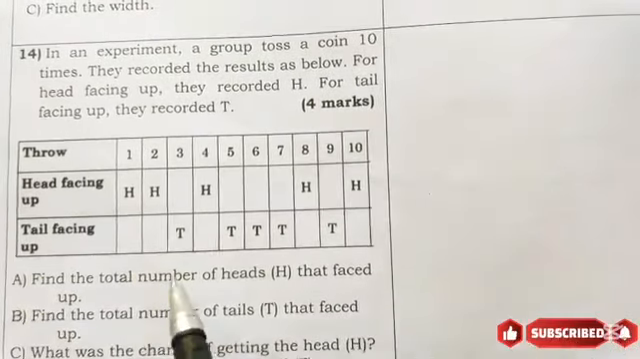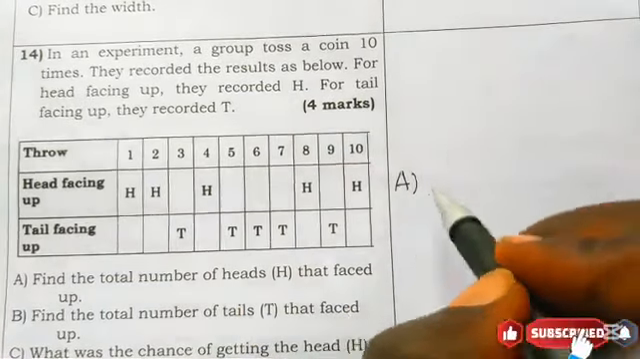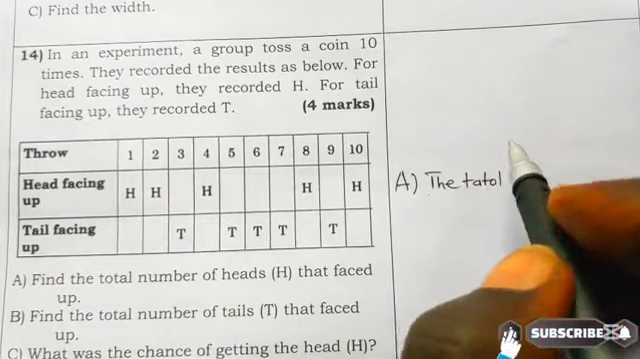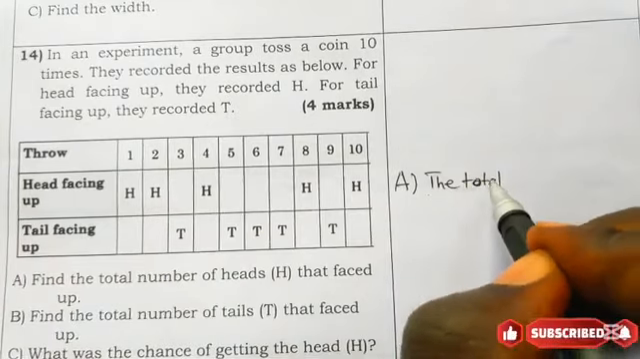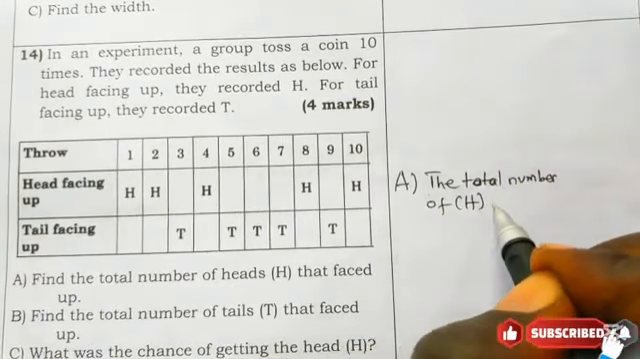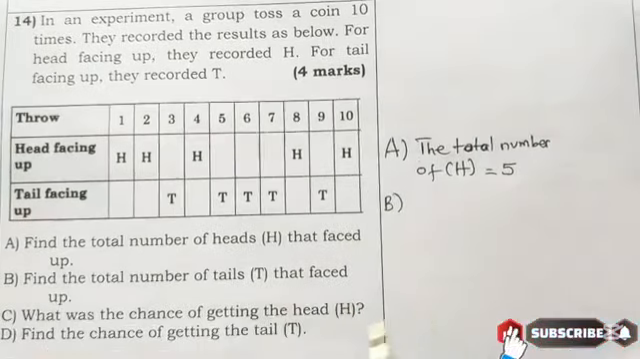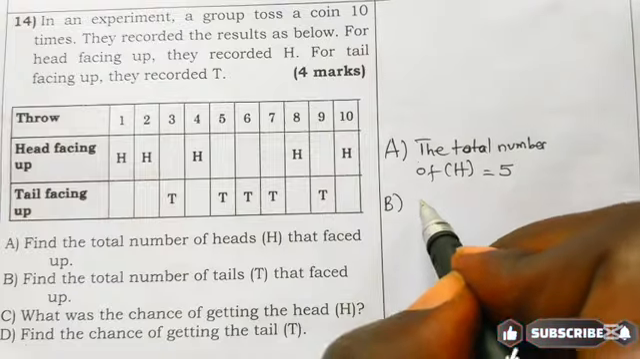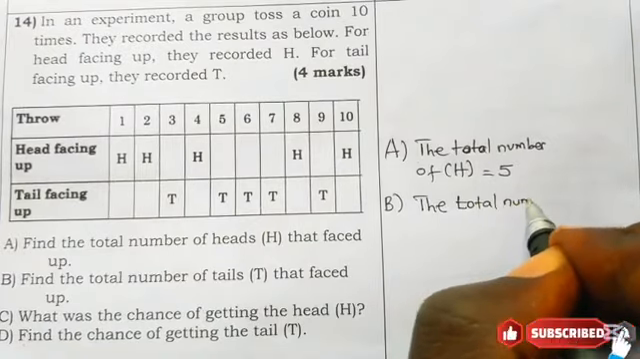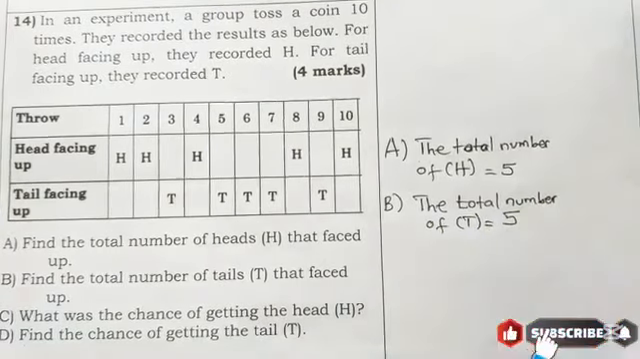So find the total number of heads that faced up. A. The total number of heads facing up is equal to 5 times. Last, B, find the total number of tails that faced up. Of course this is 5.